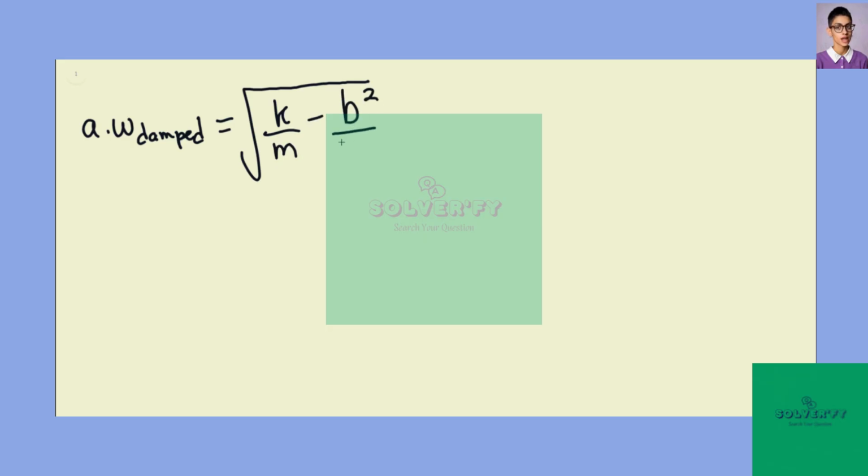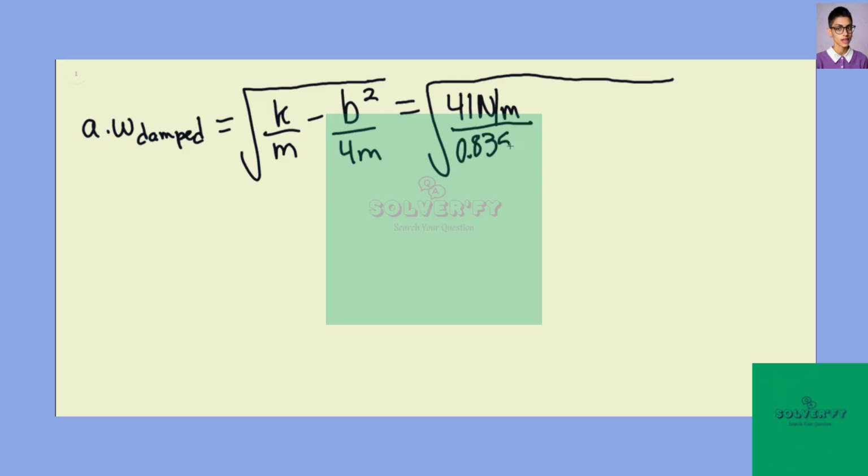So here for part A, the damped angular velocity is going to be equal to the square root of the spring constant divided by the mass minus b squared over 4m. And so this is going to be equal to the square root of 41 newtons per meter divided by the mass of 0.835 kilograms.